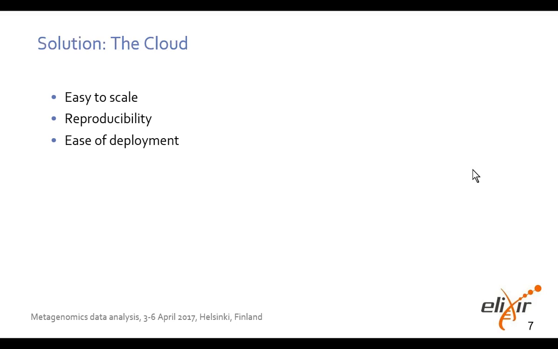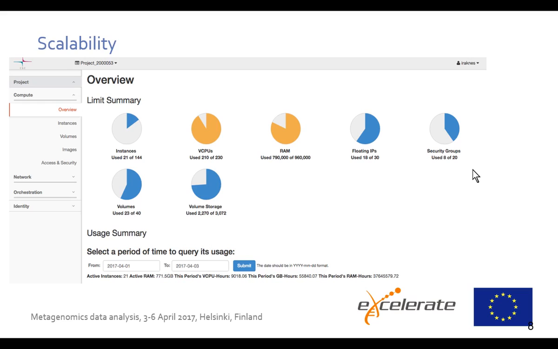And part of the solution to this is the cloud. It makes it easy to scale to get more machines. You can reproduce a setup that you have made working before, and it's a lot easier to deploy a pipeline to the cloud than it is to, for example, a traditional HPC system. So a few words about scalability.